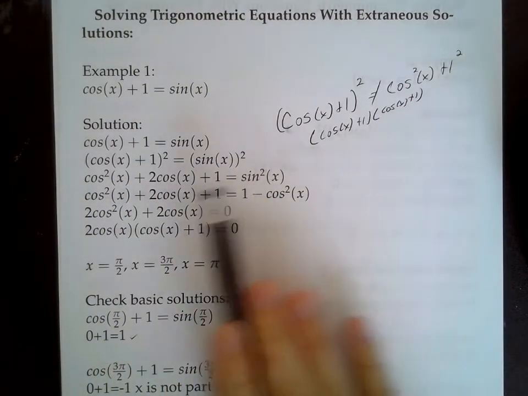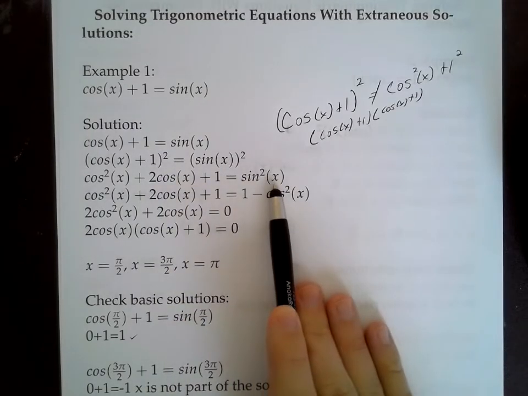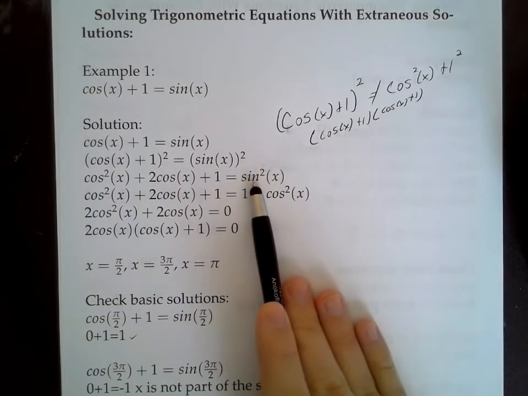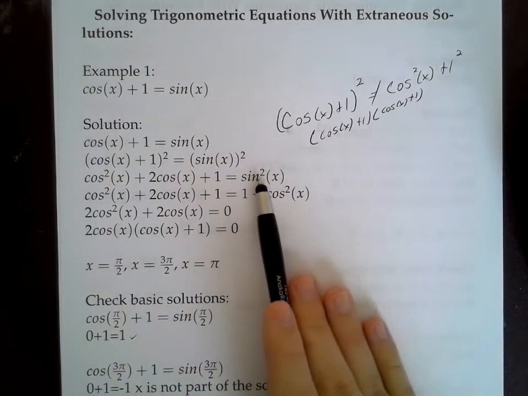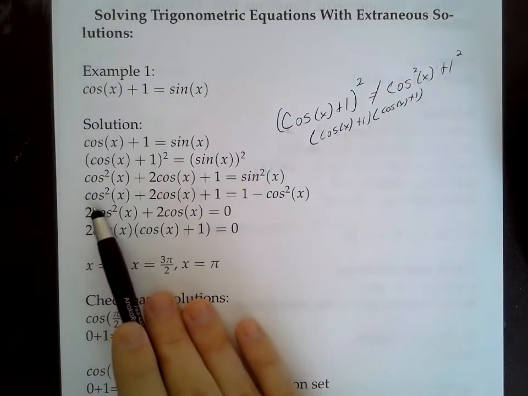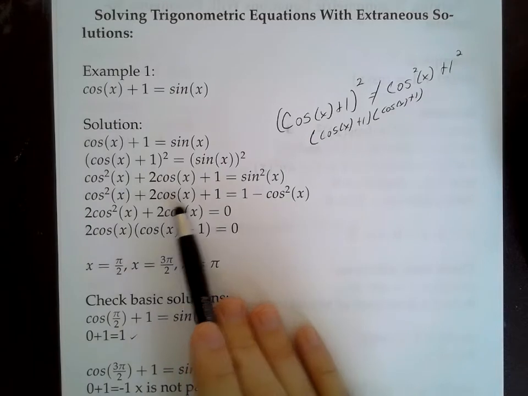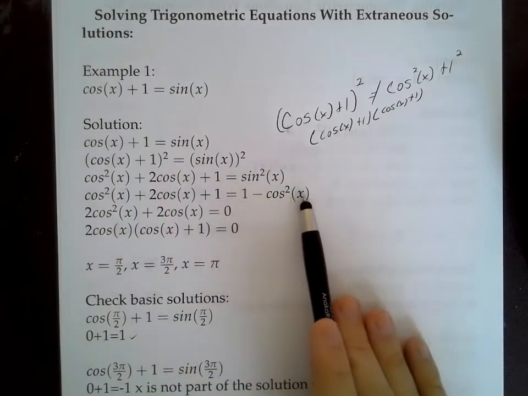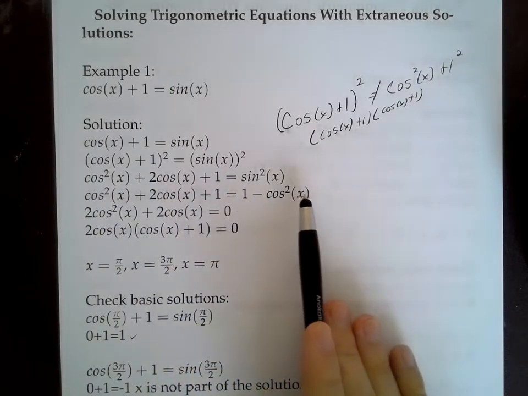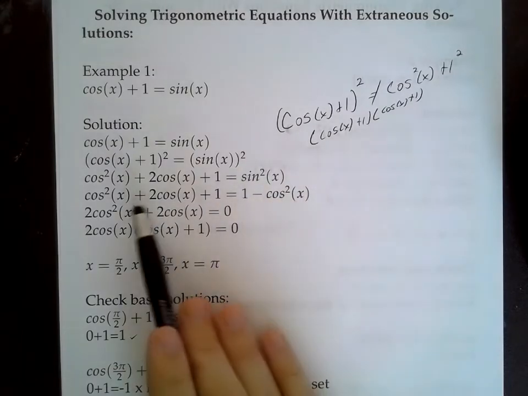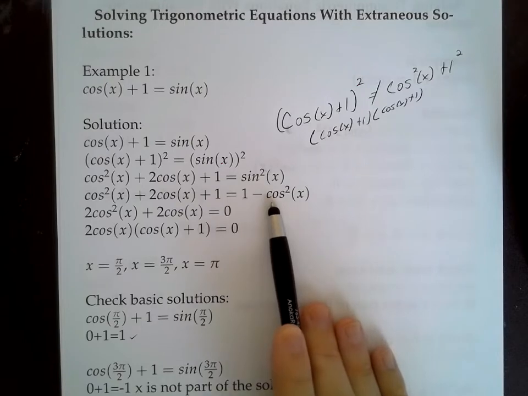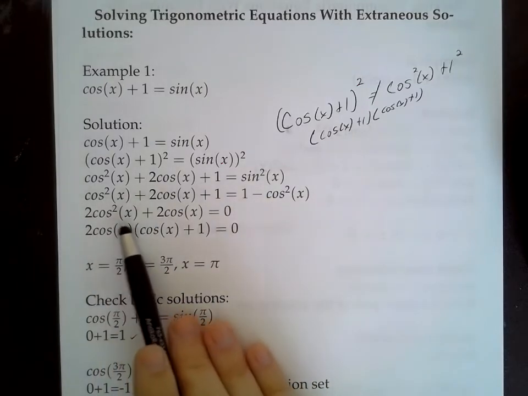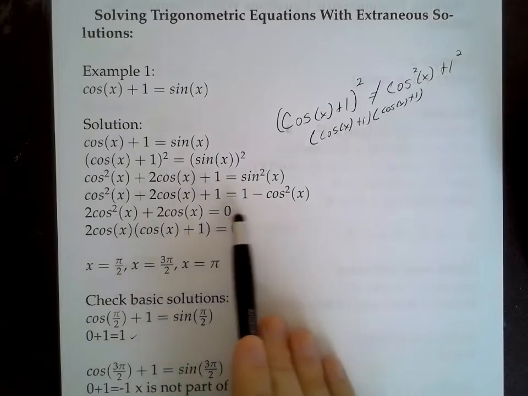So we get the left-hand side is equal to sine squared of x. Since the majority of my terms over here are cosines, I'm going to convert my sine into cosine using the Pythagorean identity. So this gives me cosine squared of x plus 2 cosine of x plus 1 is equal to 1 minus cosine squared of x. Then I'm going to move my right-hand side over to my left-hand side by subtracting 1 and adding cosine squared. And what that gives me is 2 cosine squared of x plus 2 cosine of x is equal to 0.